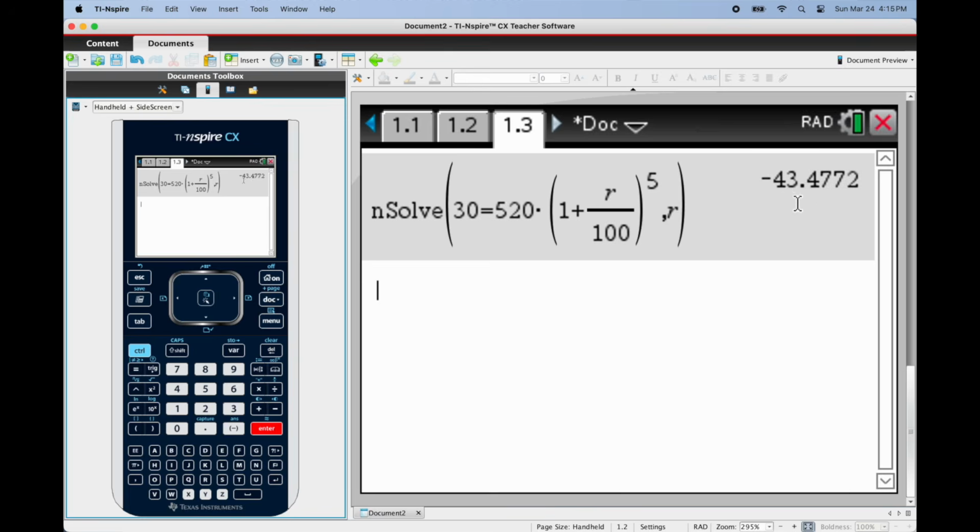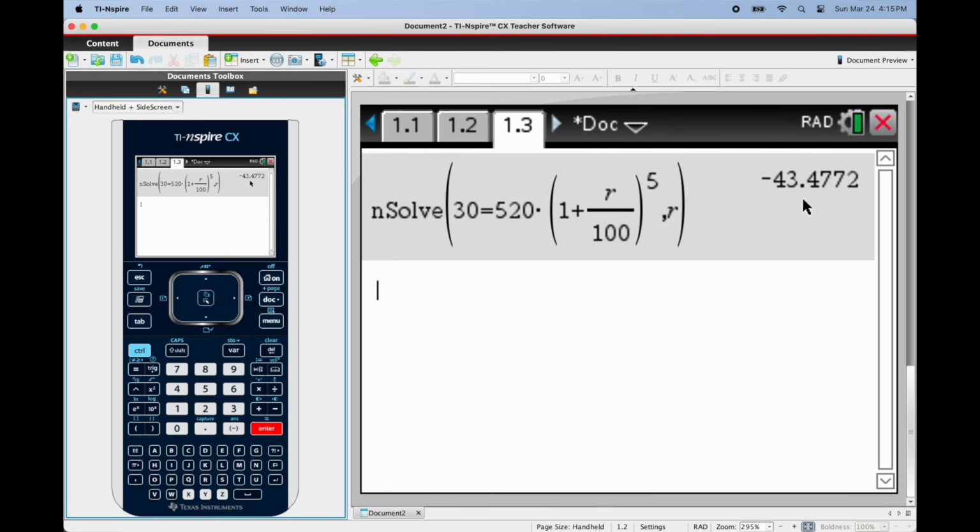So this negative depreciation rate means that our interest rate is now not increasing. The value of this phone doesn't increase through time, but it is negative. It depreciates, rather. So we have negative 43.47, or 43.5%. That's the value that the phone loses every single year.